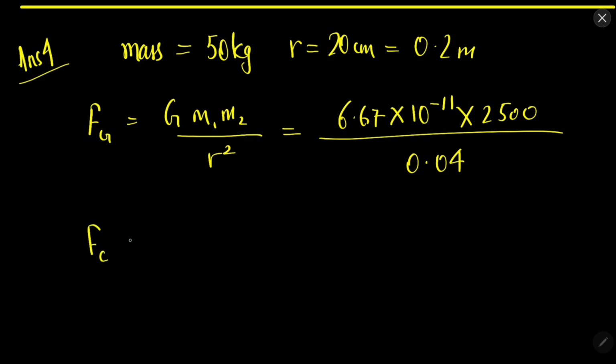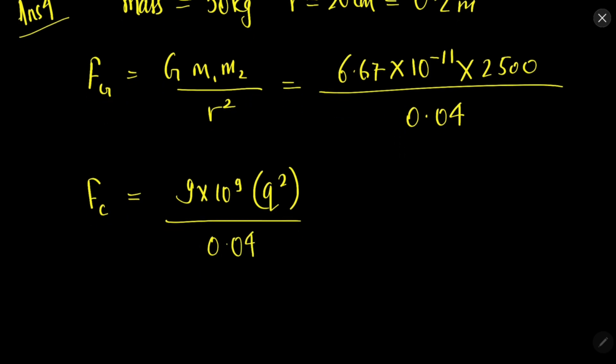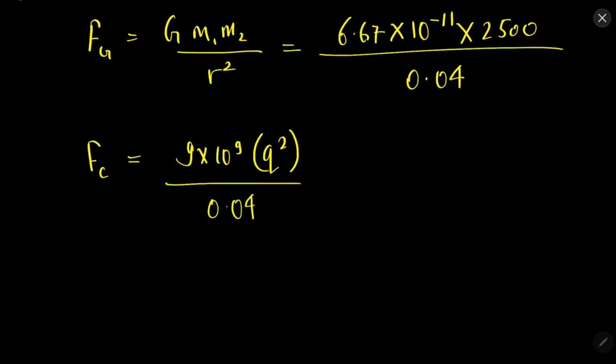Now the Coulomb's force will be equal to, sorry, it will be 9 into 10 to the power 9 into q square, because both the charges will be same, q square upon the distance, which is 0.04. The distance is obviously same in both the cases because the distance is 0.2.